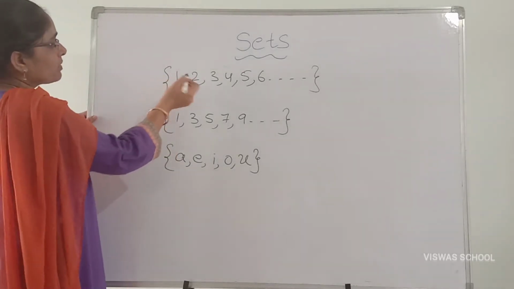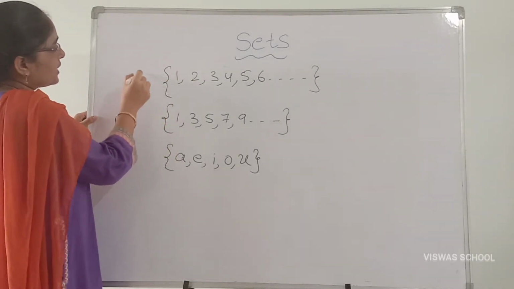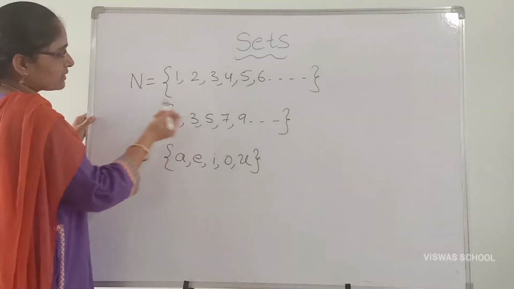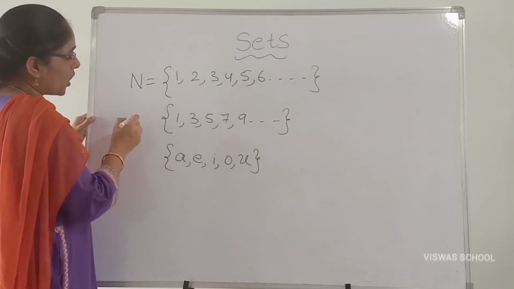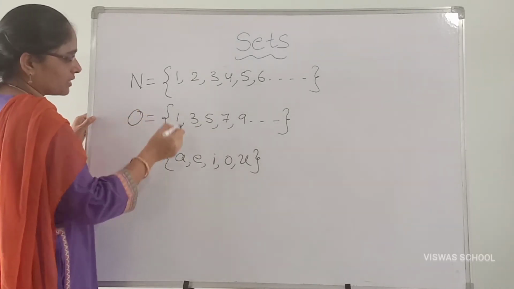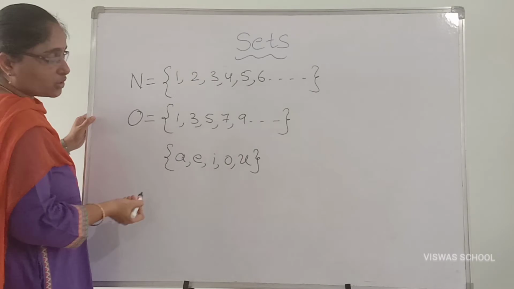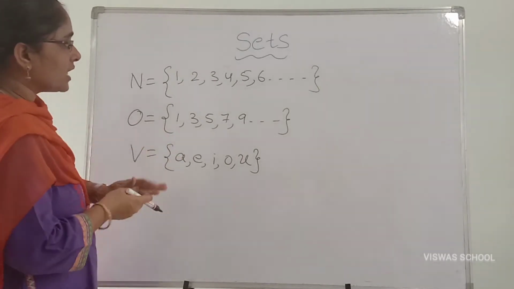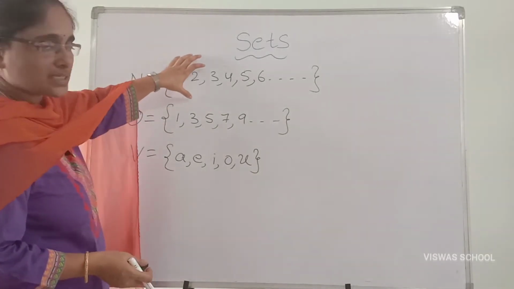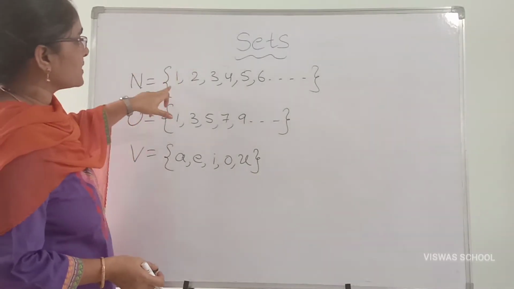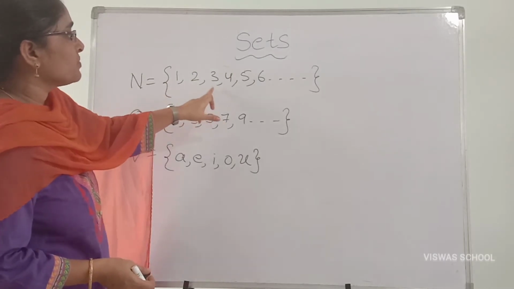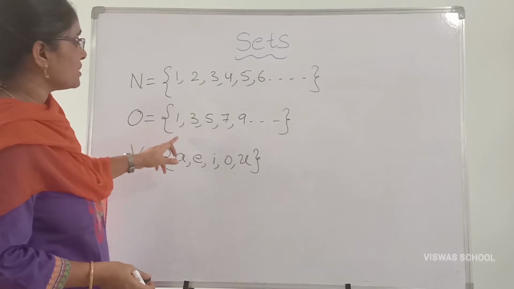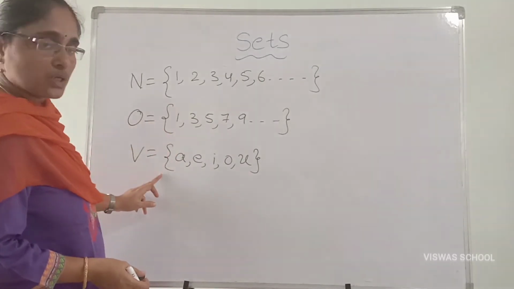Natural numbers are denoted by N. And 1, 3, 5, 7, 9 are odd numbers, which I am taking as O. And next, A, E, I, O, U are vowels, which I am taking as V. These all are based on some property. This is natural numbers from 1 and so on, up to infinity. And these are odd numbers. And these are vowels.